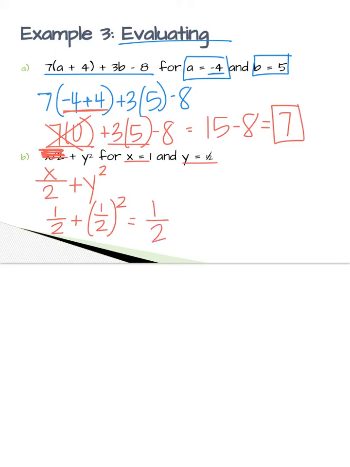And then I always do exponents before I do addition, so I'm going to do 1/2 squared, which is 1/4. And then 1/2 plus 1/4. If you think of a pizza and you have a half a pizza plus a fourth of a pizza, how much of a pizza do you have? You have 3/4 of the pizza. And that's your final answer.